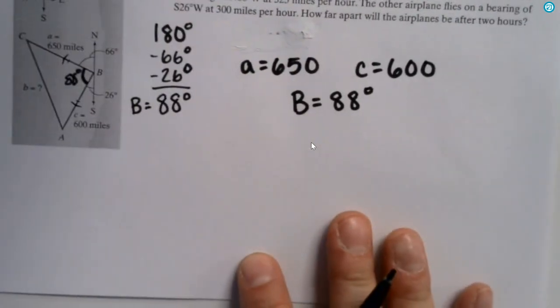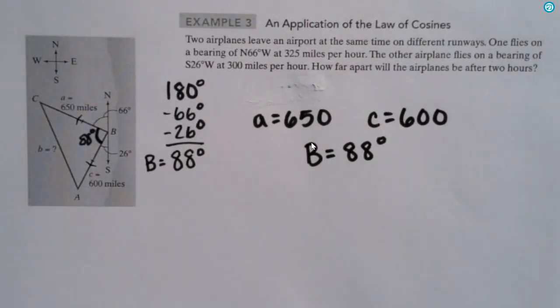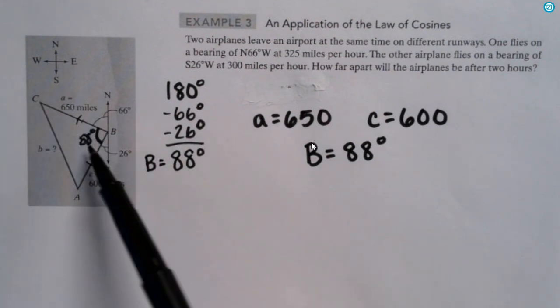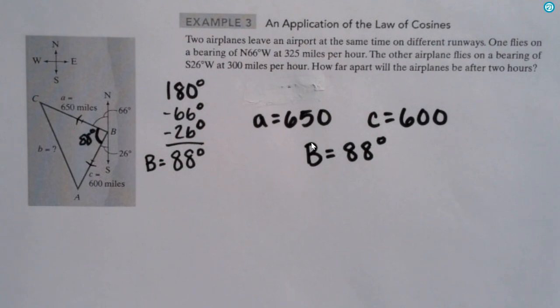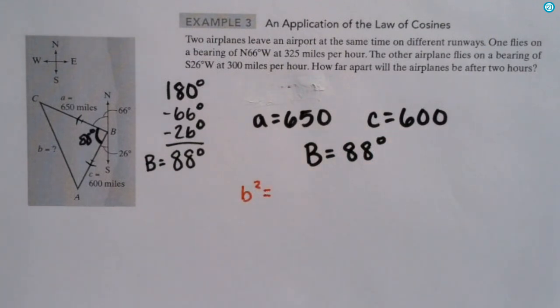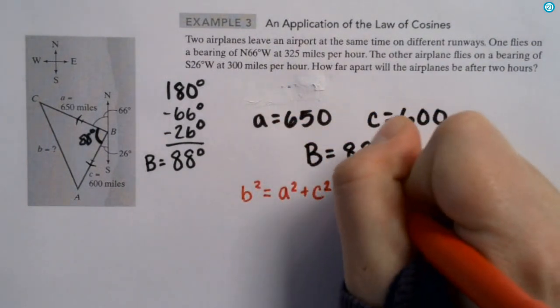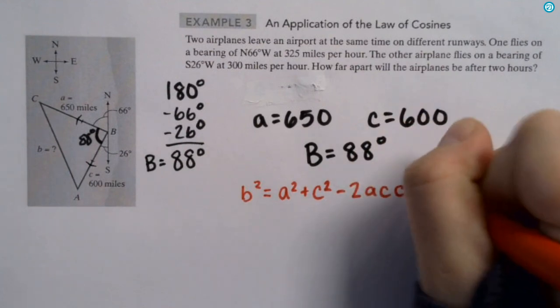Okay, any questions right now? Okay, so then we're going to use, this is a side angle side triangle because we know a side, the angle in between, and a side. So we are going to use law of cosines to find the side opposite the given angle. So we need to use law of cosines to find little b. So the rule we're going to be using is little b squared equals a squared plus c squared minus 2ac cosine of big B.